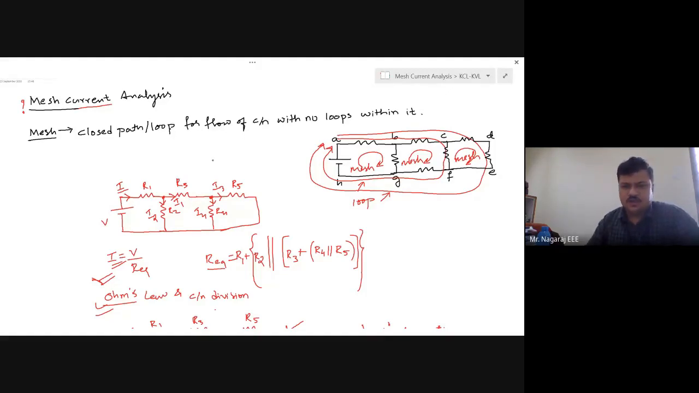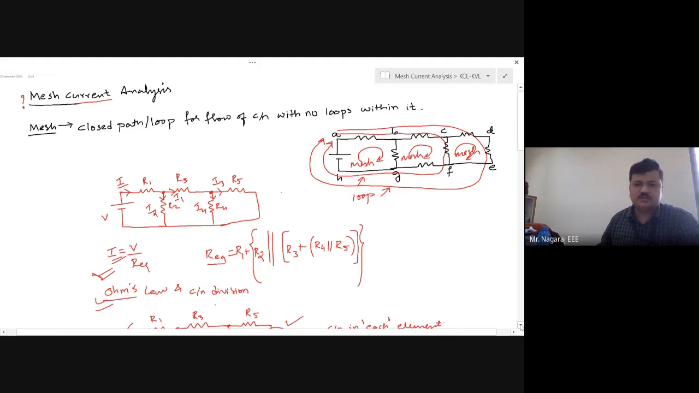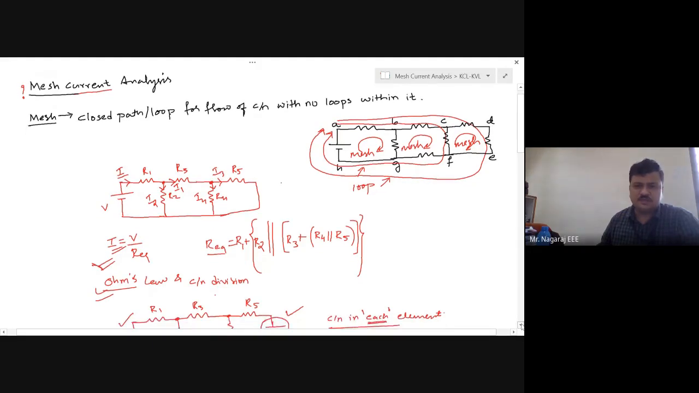So we had to have an additional tool with which I can analyze the circuit completely so that I can get all the circuit parameters in all the elements that are present in the circuit. So that was the motivation why we have to go for this mesh current analysis. Hereafter, we get many other analysis methods.